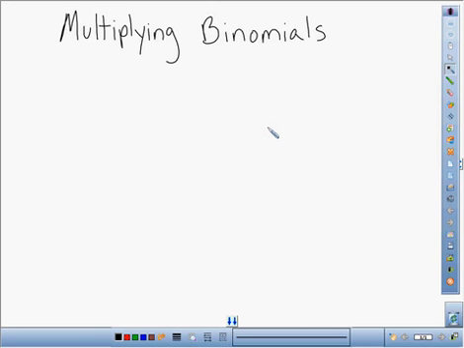Today we're going to be talking about multiplying binomials. Binomial, if you remember, means two terms. So we're talking about something with two terms, like 2x plus 3, being multiplied by something else with two terms, x plus 7. Okay? So each of these have two terms, 1, 2, 1, 2. Alright? And we want to multiply them.